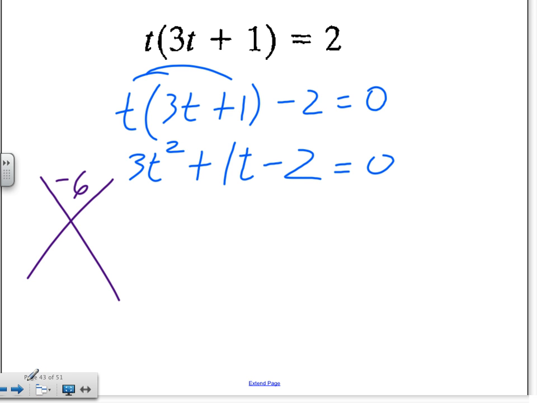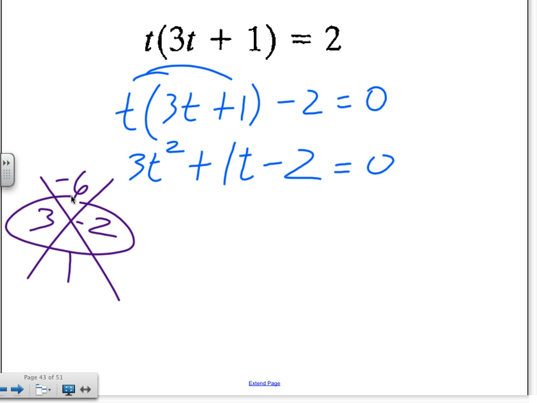What do we put down here? 1. Don't forget, middle term goes down. Okay, 1 times 1 here is negative 6. Add up to 1. So 3, 2. So I can certainly write that. And which one here is the negative? Negative 2. Okay. So I have that right there.